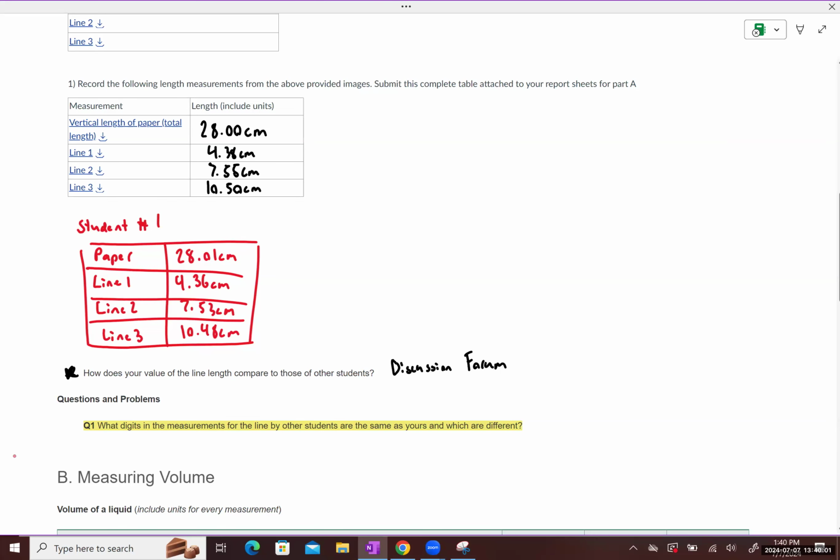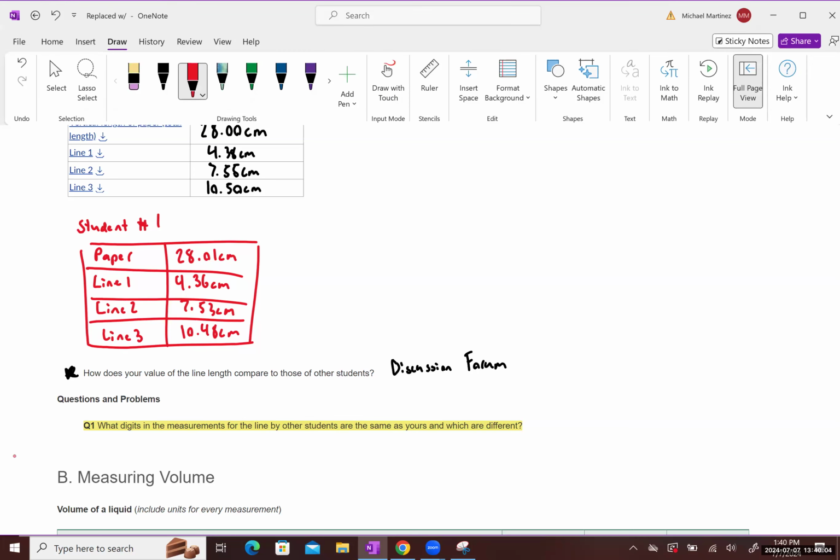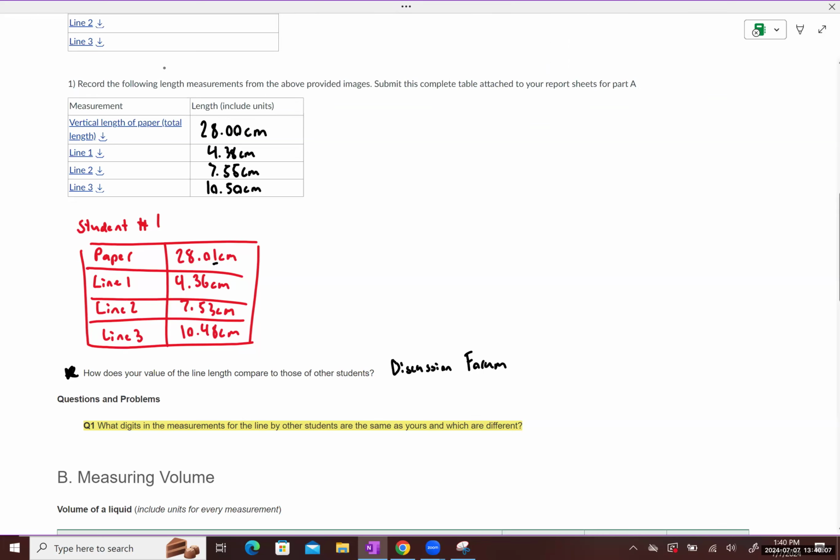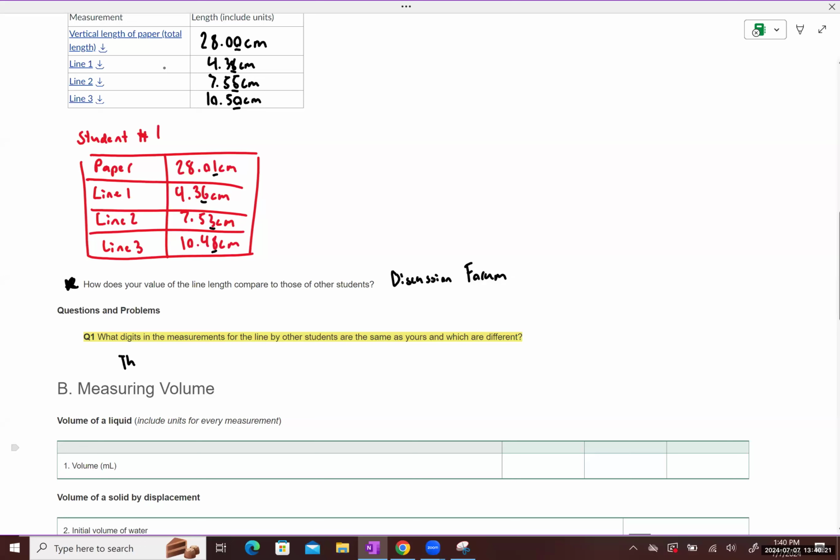So we would take a look at our measured values and the students' measured values. And one thing that I notice consistently is that the last digit appears to be different. So if I were answering this question as a student, I would say the certain digits are the same, but the estimated digits, which are the last digits in the measurement, are different.